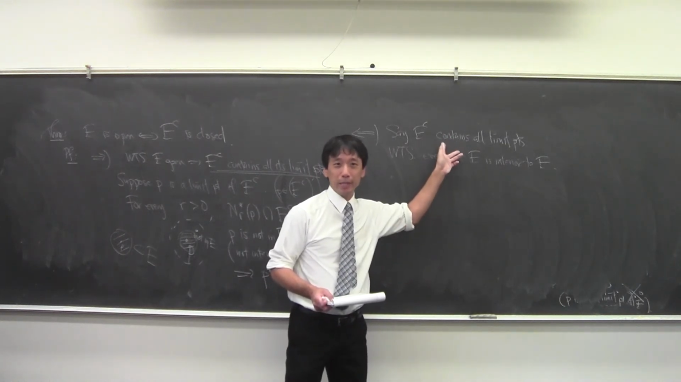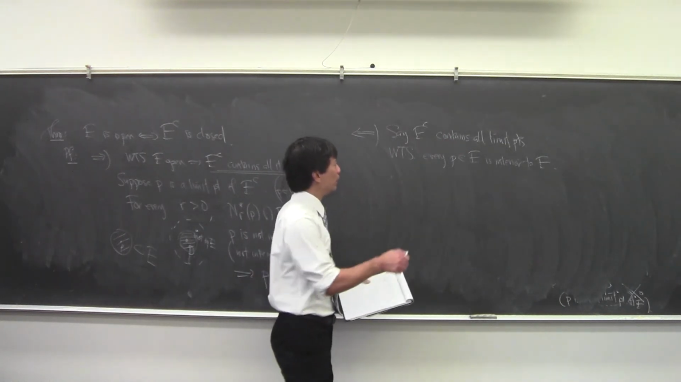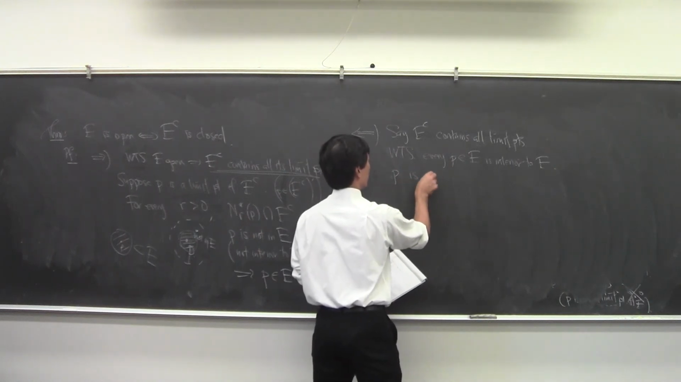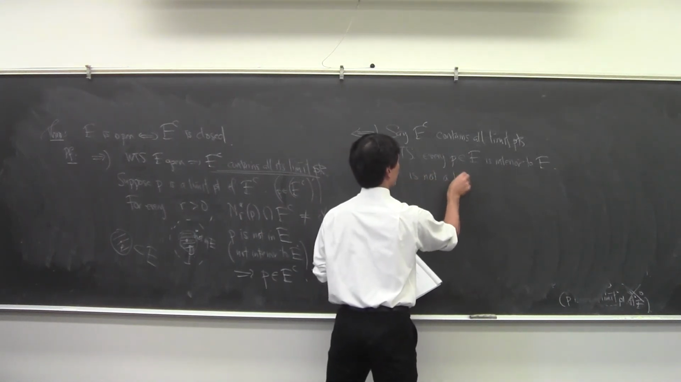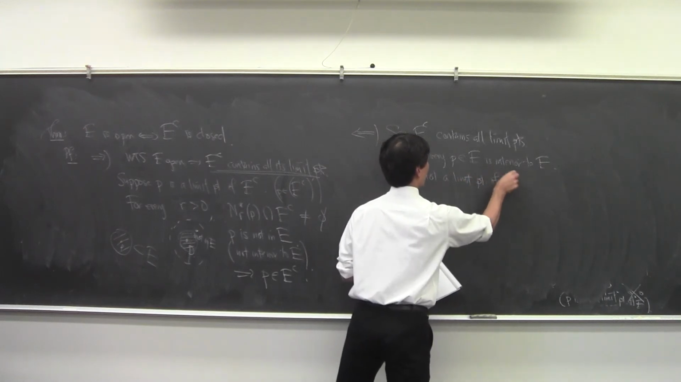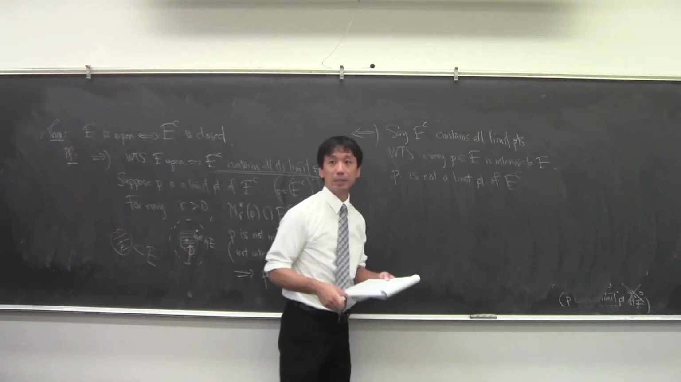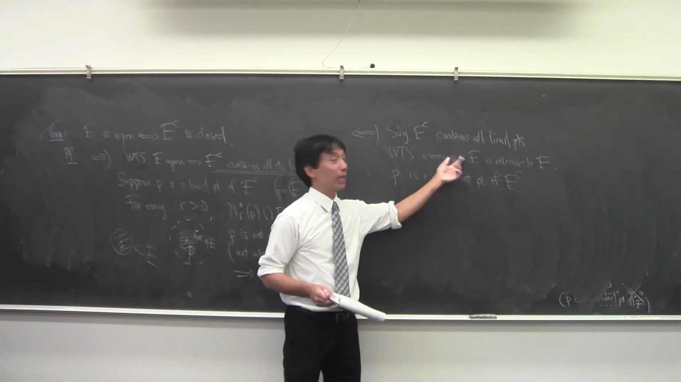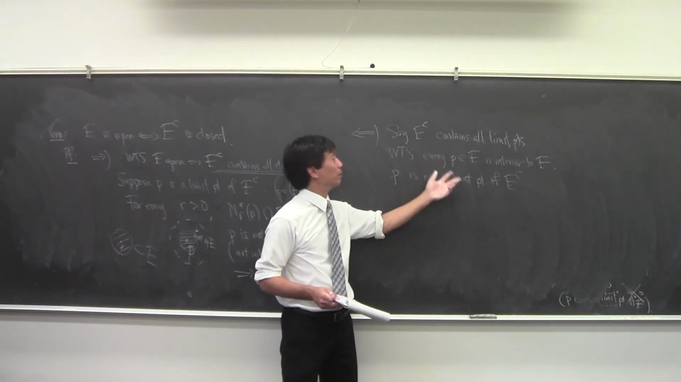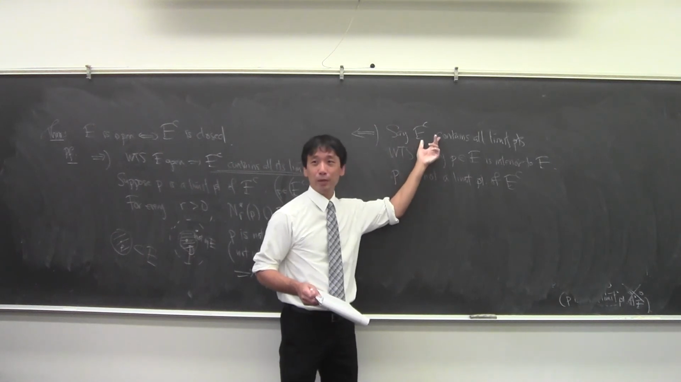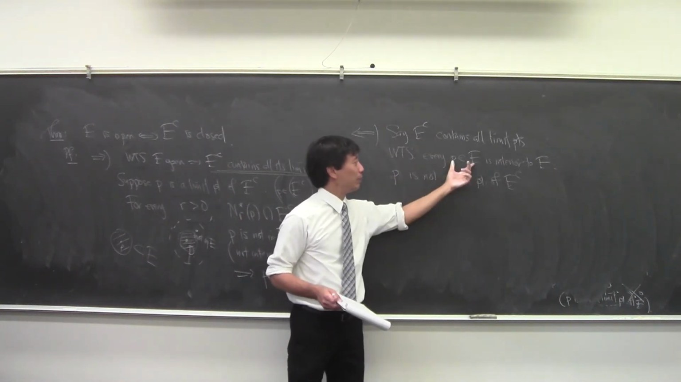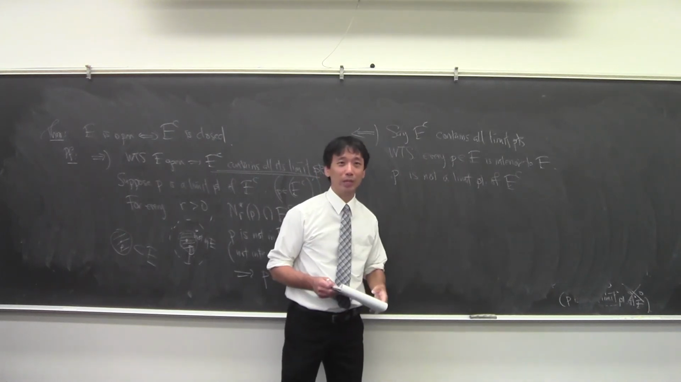You see that these ideas are pretty closely related. You say, well, look, P is not a limit point of E complement. Because E complement contains all its limit points. So P being in E means that it's not a limit point of E complement.